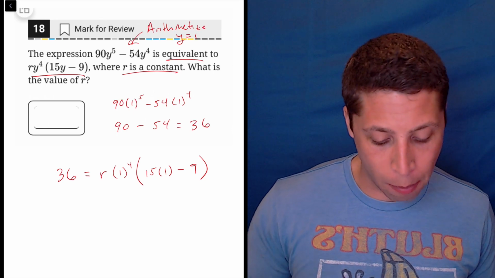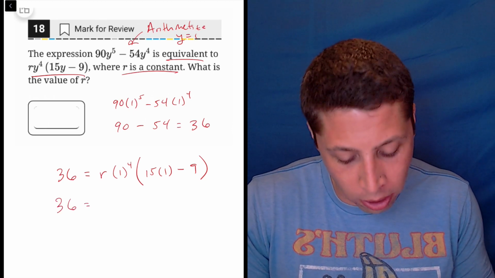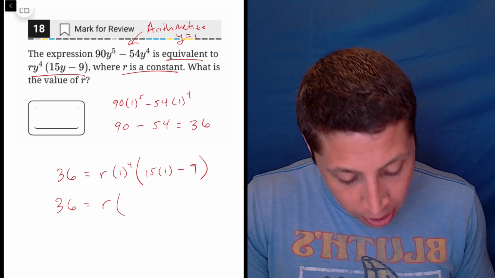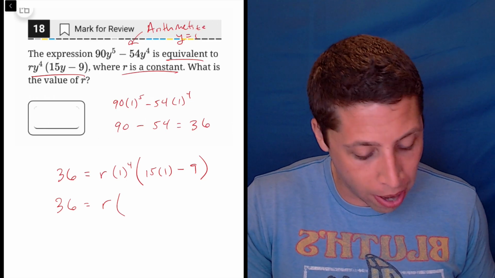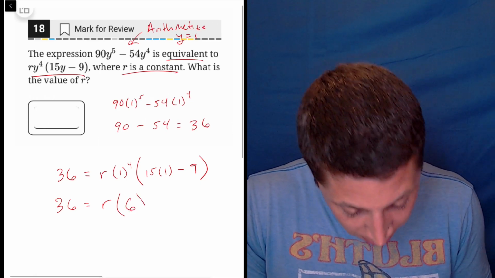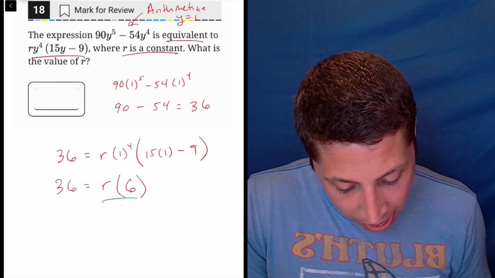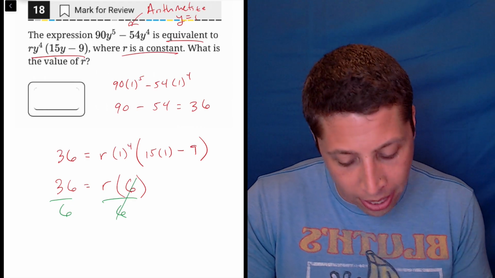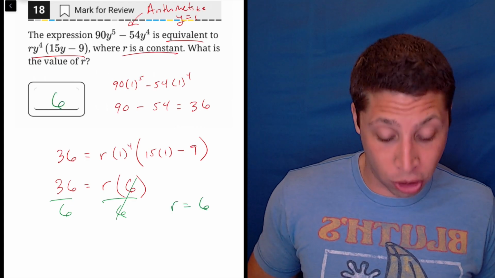So it's a little bit more complicated, but again, the 1 makes things go away. 1 to the 4th is 1, so 1 times r is just r, and then inside 15 times 1 is 15, and then 15 minus 9 is 6. So there you go. This is really just 36 equals r times 6, and then we just divide both sides by 6 since they're being multiplied, and r is going to be 6. So that's it. That's the whole question.